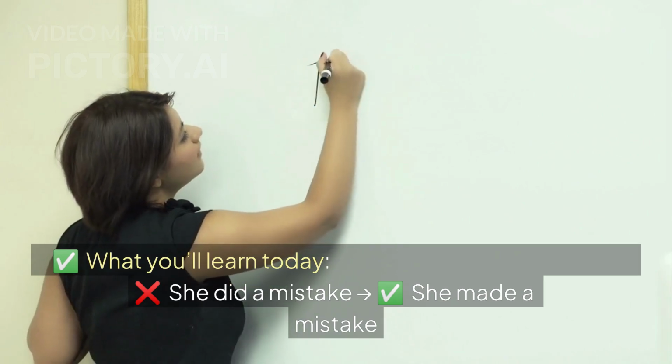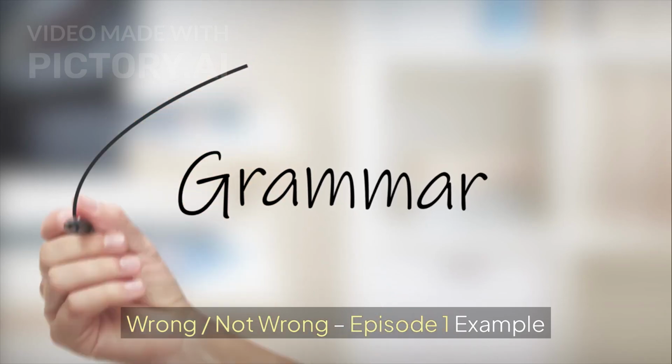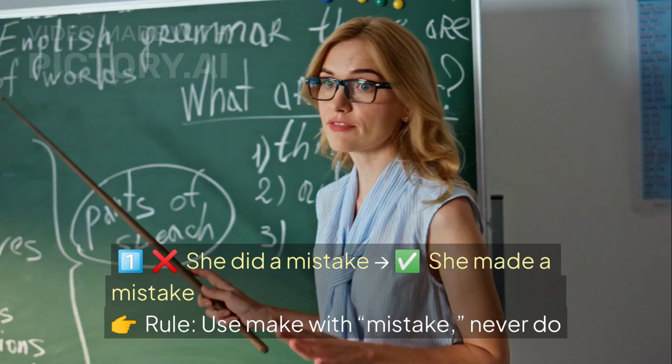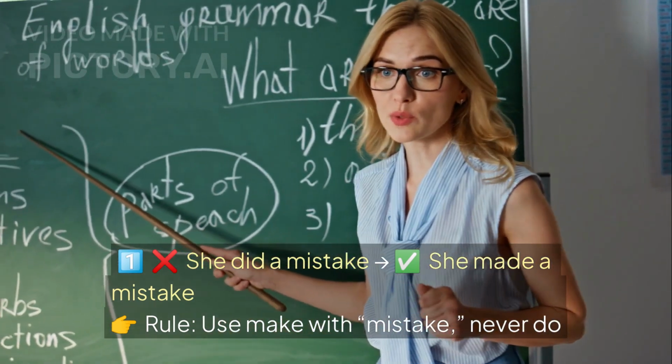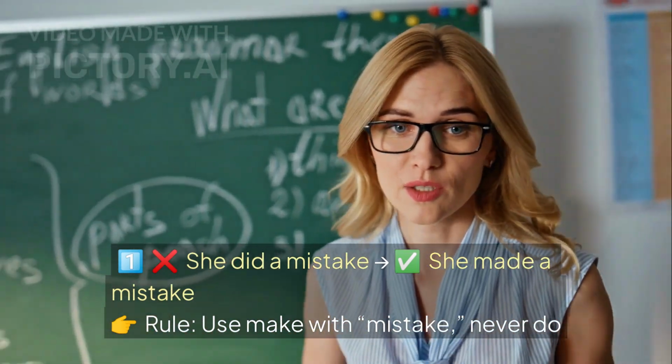What you'll learn today. She did a mistake. She made a mistake. Wrong, not wrong. Episode 1, example. She did a mistake. She made a mistake. Rule: use make with mistake. Never do, if you want.